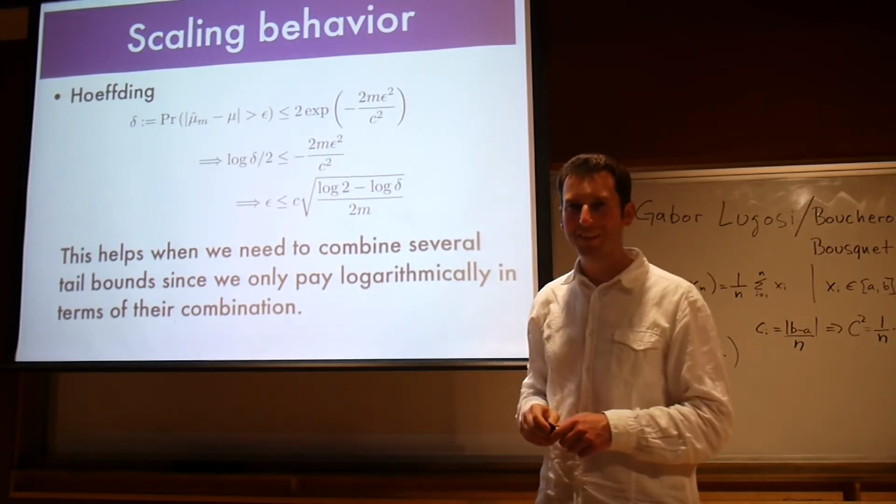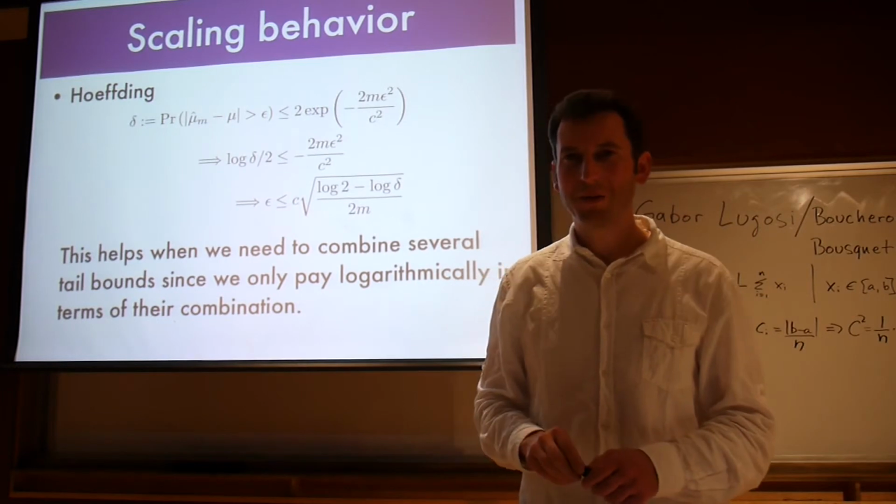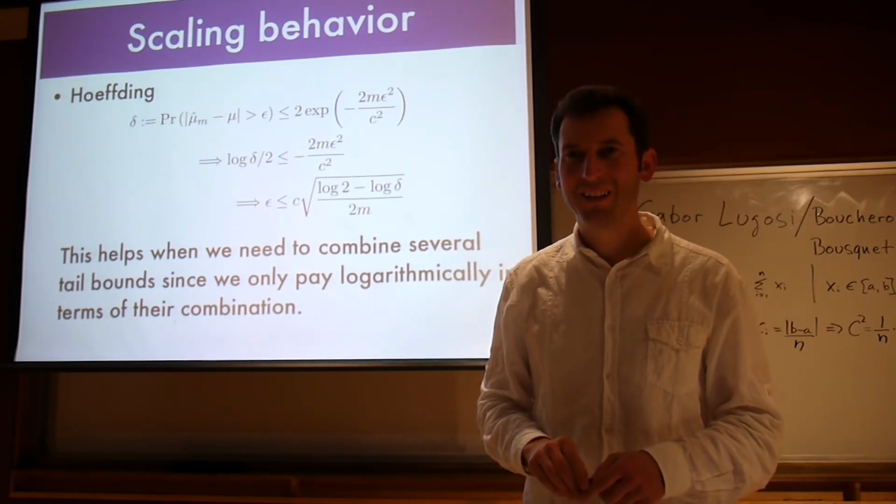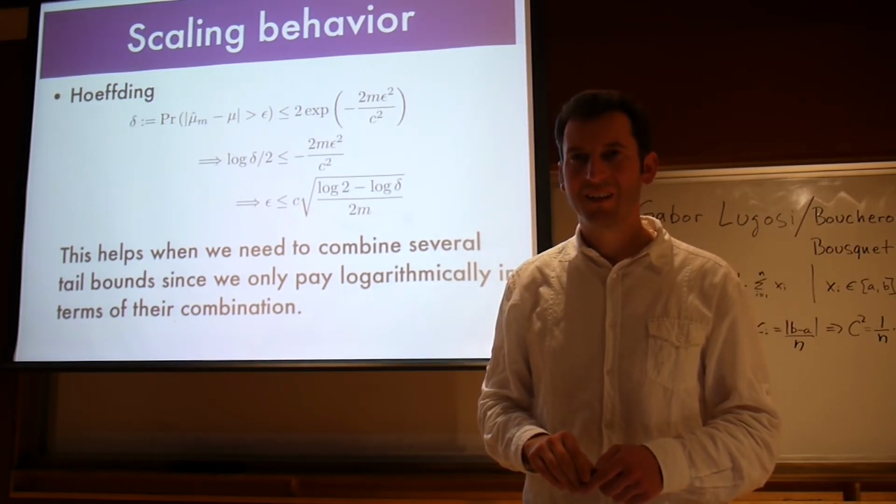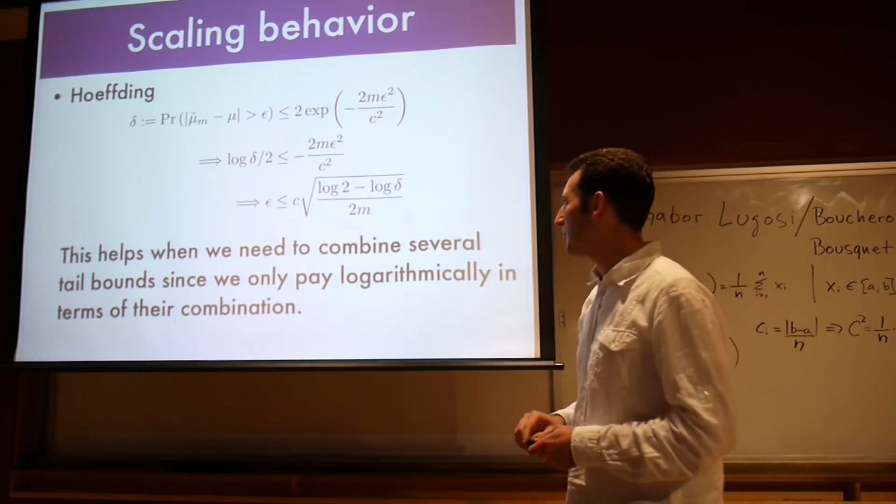Why did you not bound the epsilon? What's your motivation to bound the epsilon? Okay, why would I want to get the bound on the epsilon?